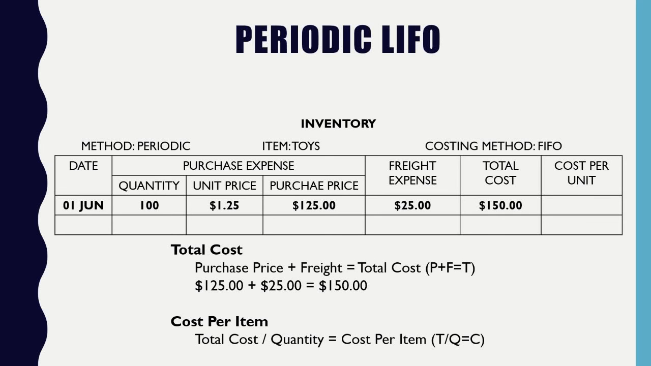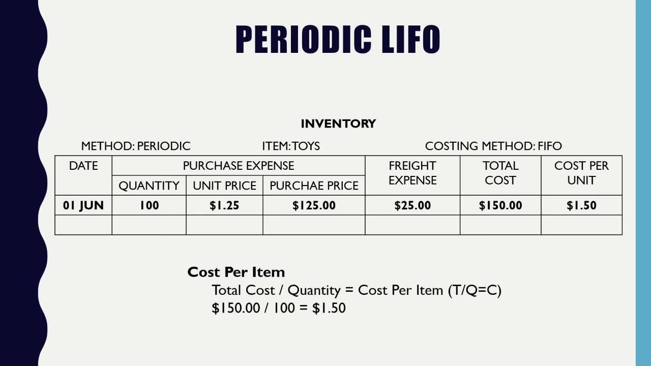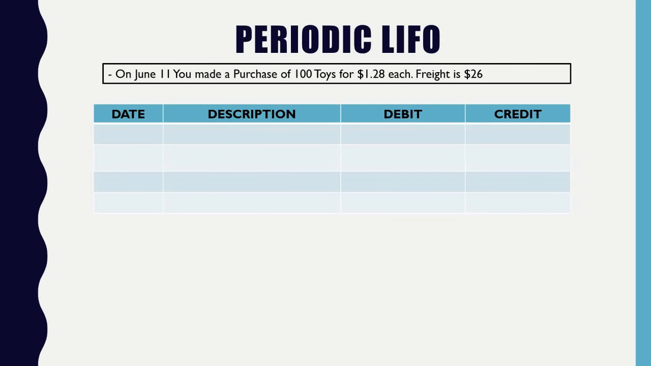Divide total cost by the quantity. So 150 divided by 100, which gives you $1.50. Yes. So again, it's the same thing when you're filling out the chart for FIFO.